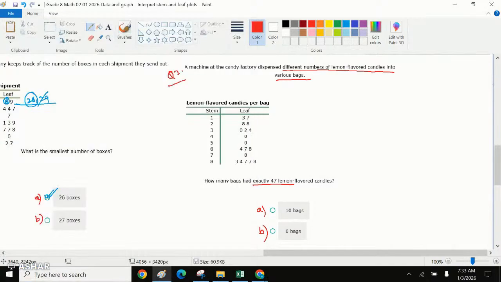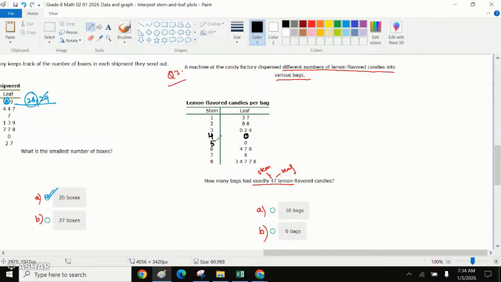We need to look for 47. Can we find a 47? How do we look for a 47? We have a stem and we have a leaf, right? The stem is always the tens part. So 4 would be the stem and 7 would be the leaf. Let's look at 47. Do we have a 47? We have a 4. Yes, we have a stem 4. But we have a 0 in the leaf, right? That means 40 candies could be there.